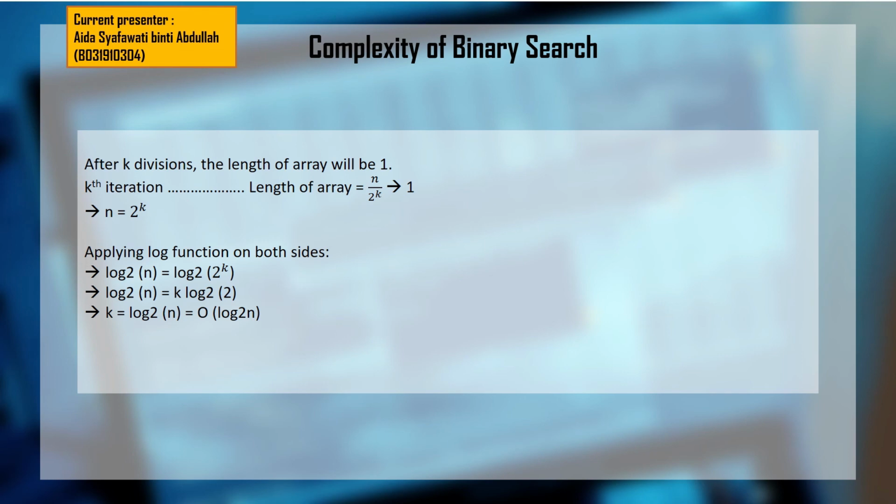After k divisions, the length of the array will be 1. So at k iteration, the length of the array equals n divided by 2 to the power of k, equals 1. So n equals 2 to the power of k. Applying the log function on both sides, log base 2 of n equals log base 2 of 2 to the power of k. Then log base 2 of n equals k log base 2 of 2. So the answer we get is k equals log base 2 of n. To convert it to big O notation, it will be O(log base 2 of n).